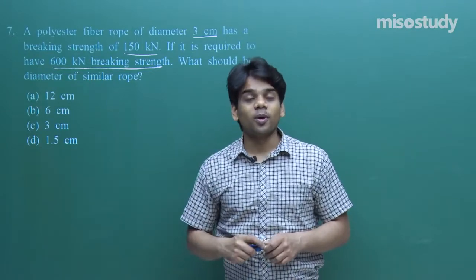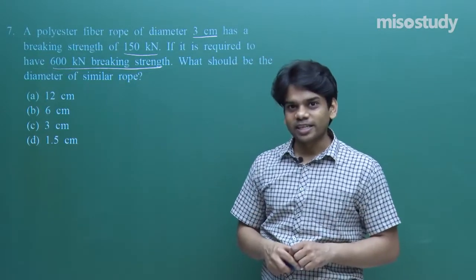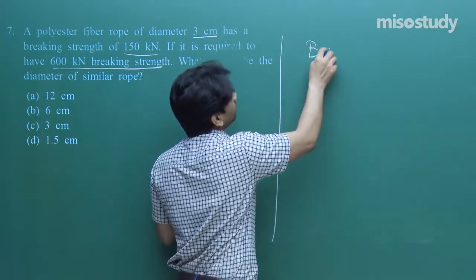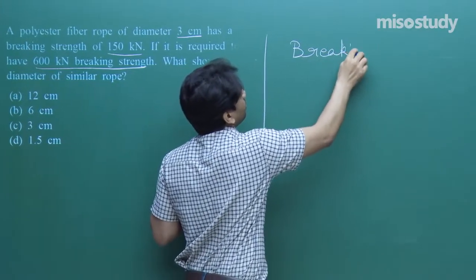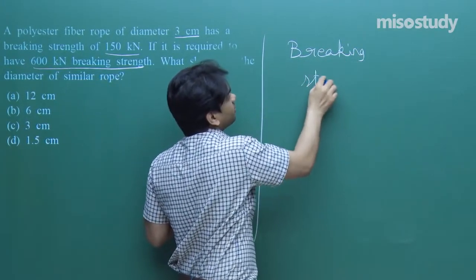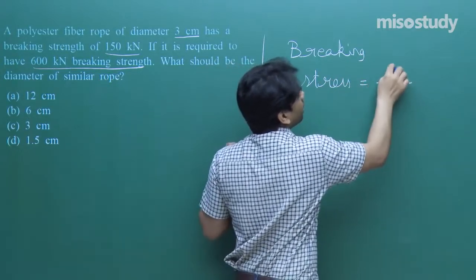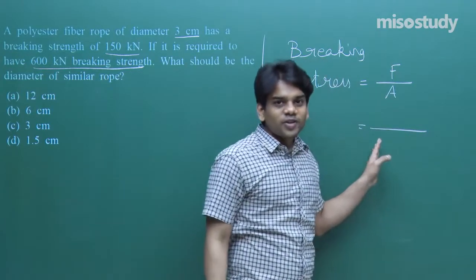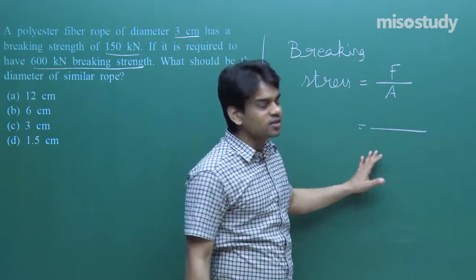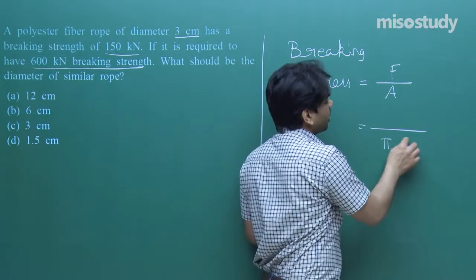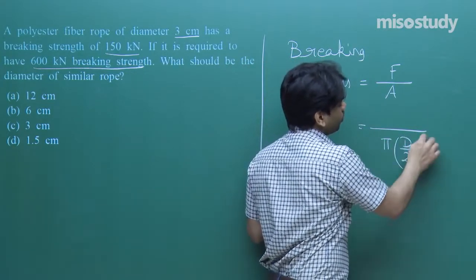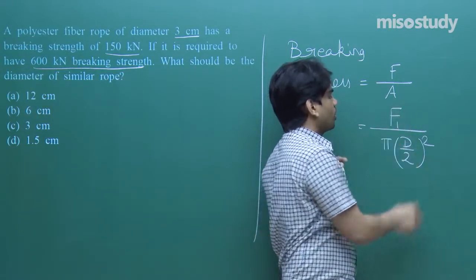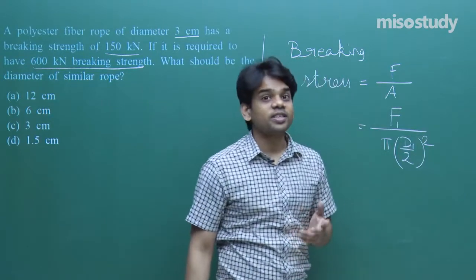I hope you all must be remembering about the breaking stress. I'm not using the strength concept, I'm using breaking stress. So breaking stress, as per the given information, at this particular stress the wire will break. So we are having breaking stress as F by A. Now A we can write with the help of diameter, as pi d by 2 whole square. This is the area, and force, let's keep it as F1 in our first case, and diameter d1 in the first case.